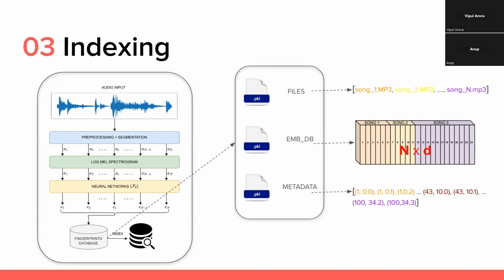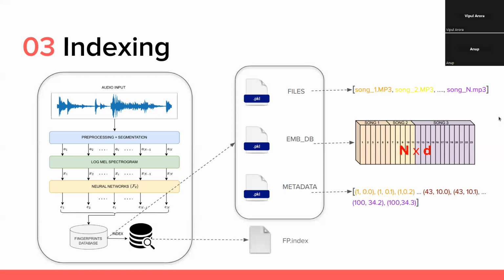So what is the length of this array? The length of this array would be n, because it contains the information about each fingerprint. Okay, you have extracted a fingerprint, but you don't know which file or which timestamp it comes from, so you need to store that information. So you have n fingerprints, and you need to keep information for each fingerprint. So these are the three files that will be created when we implement this indexing step.